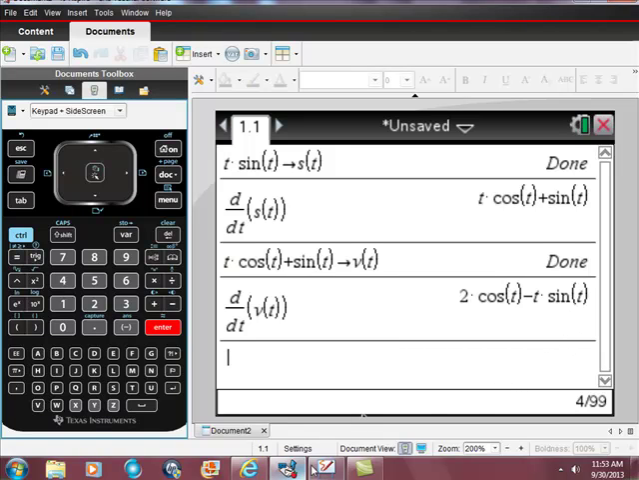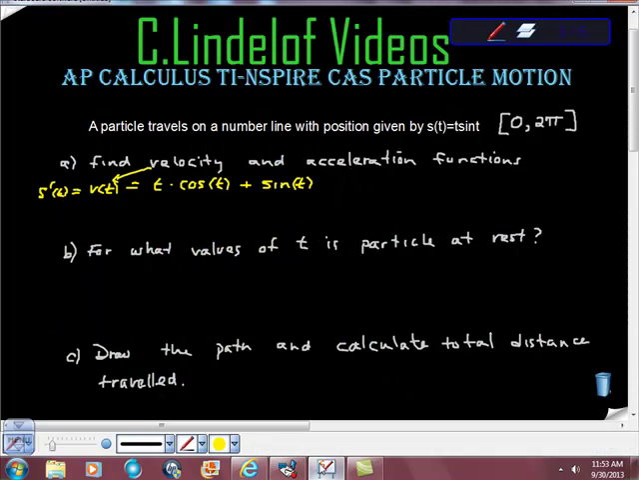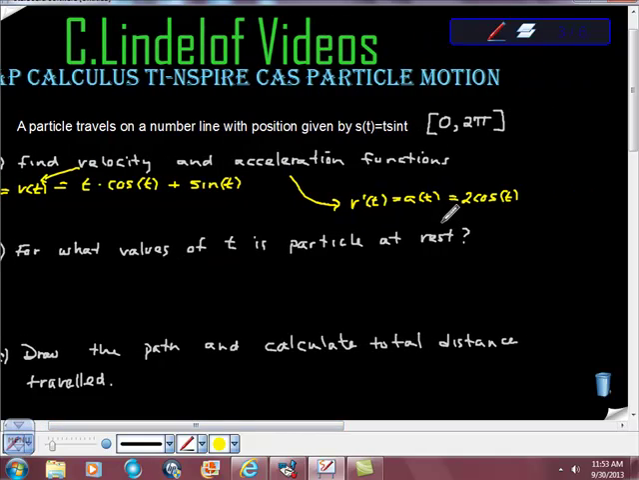Of course, I'm going to go right back to my paper and copy that down, because knowing it is not enough. Maybe what I'll do is put acceleration down here and say that v prime at t is the same as a of t, and that a of t is equal to 2 cosine t minus t sine t. And that's how I'm going to leave that.